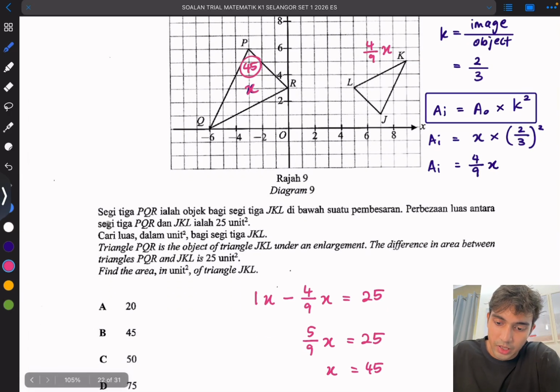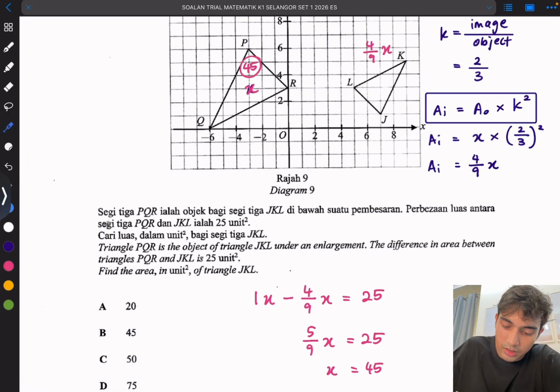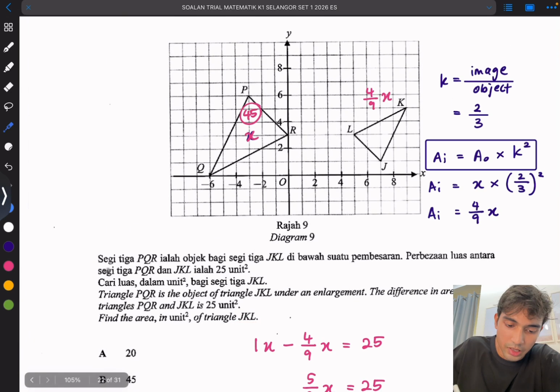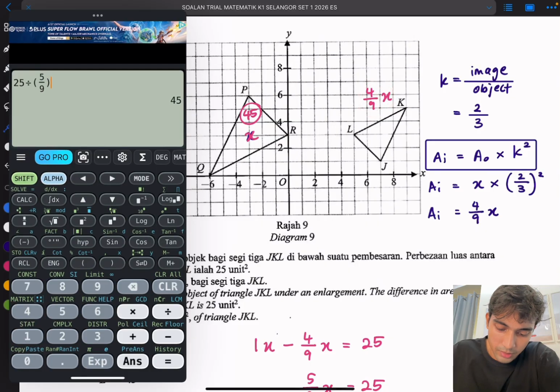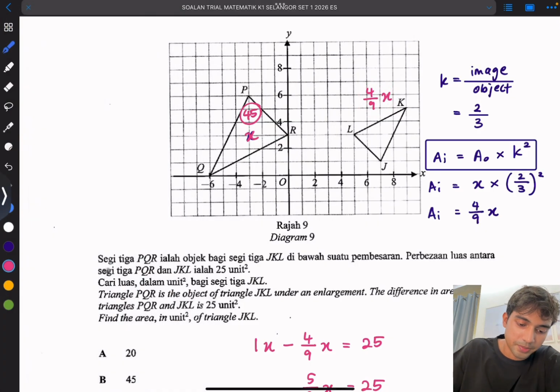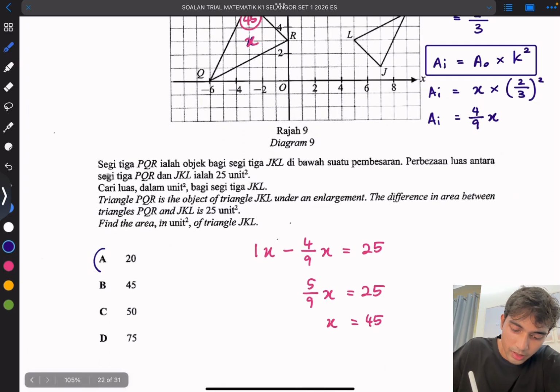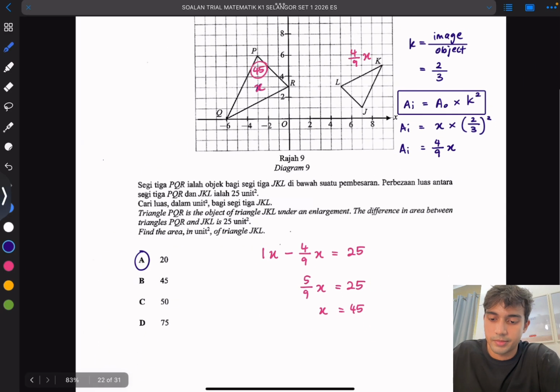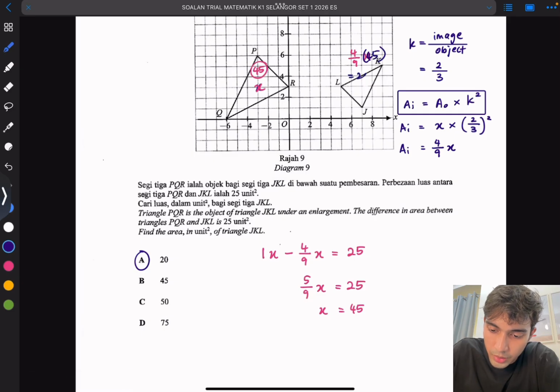They're asking for the area of JKL. So the area of JKL will be 4/9 times 45, which is 20. Since x is 45, you get 20 here. That's it.